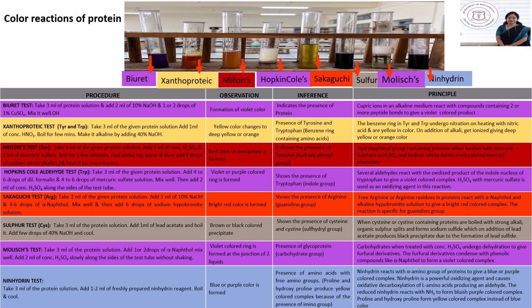So these are the possible questions that will be asked with color reactions of proteins. Apart from that, you should know there are 10 essential amino acids, 2 semi-essential amino acids, arginine and histidine, and 8 non-essential amino acids. All these non-essential amino acids are synthesized from essential amino acids, which have to be supplemented or taken through diet. So this was all about color reactions of proteins.